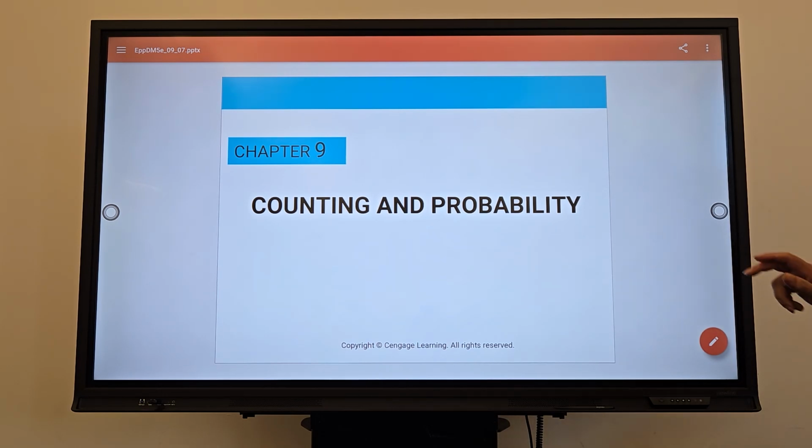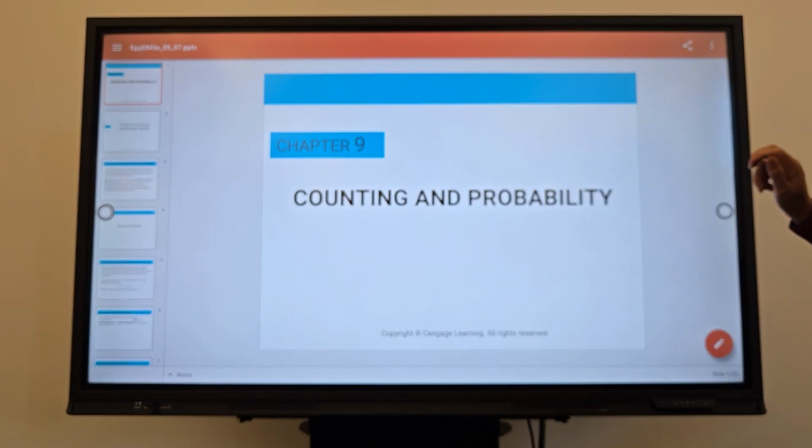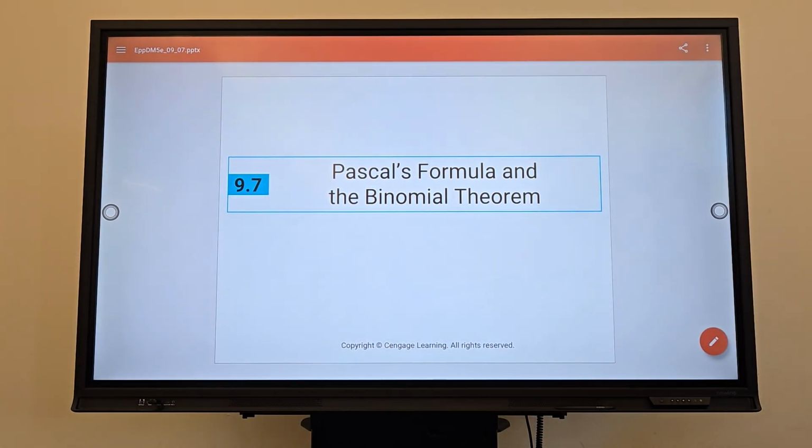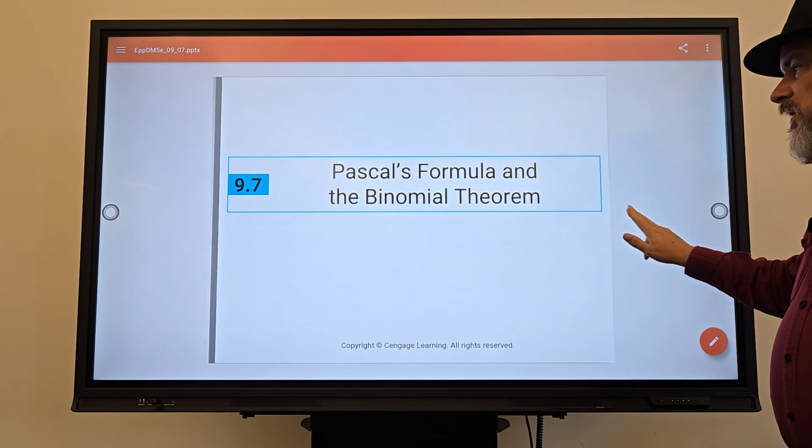Chapter 9, Counting and Probability. Pascal's formula and the binomial theorem.